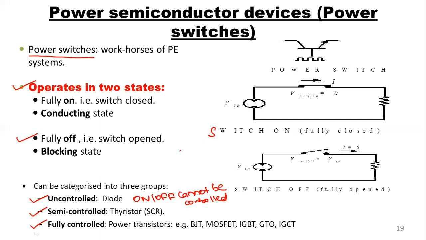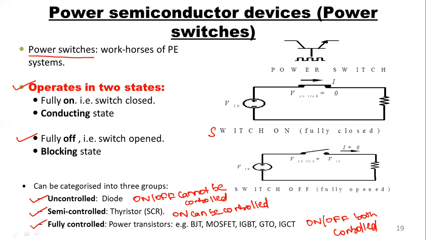Semi-controlled means we can at least control when the switch is on. On can be controlled. How it is done, all these things we will see. And fully controlled means on and off both can be controlled. So we can decide when the switch should be on, how much part of the output we require, and when the switch should be off. So: uncontrolled, semi-controlled, and fully controlled.